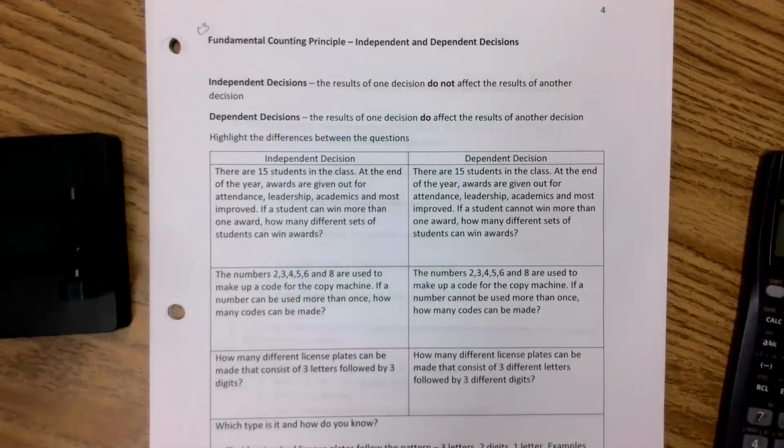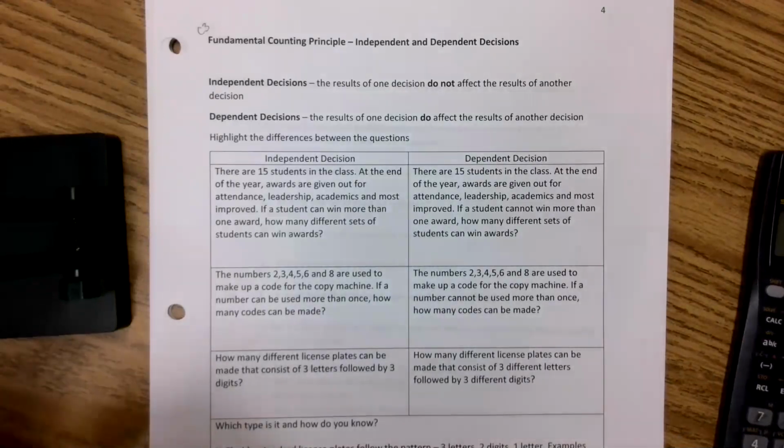We're still talking about the fundamental accounting principle. And as I kind of hinted, we really have to watch the vocabulary. So I'm going to try talking about independent and dependent decisions, which is something I was reading about over the summer, trying to figure out the best way to teach this. So we're going to try this out.